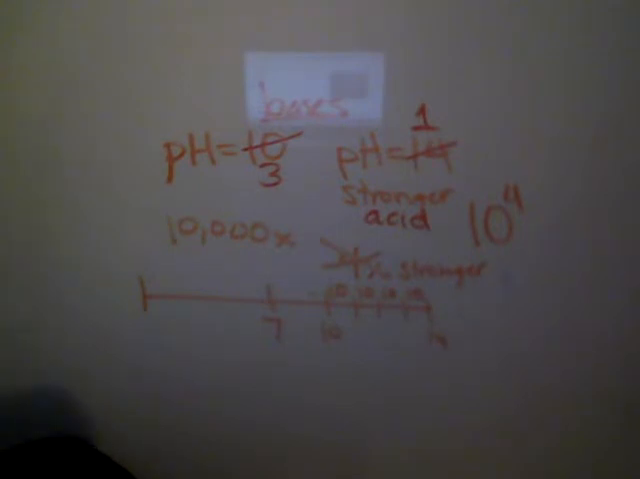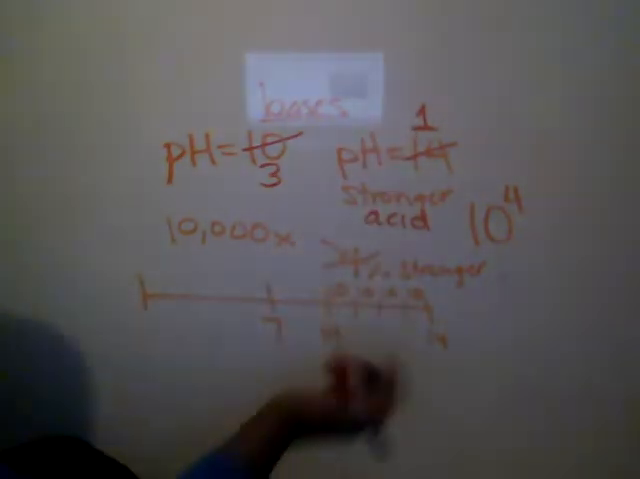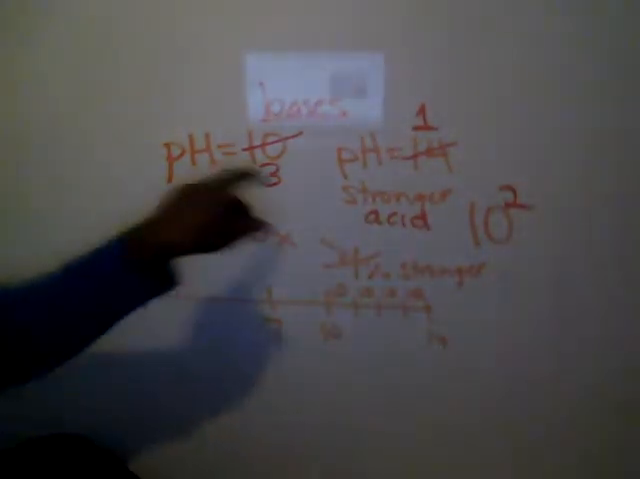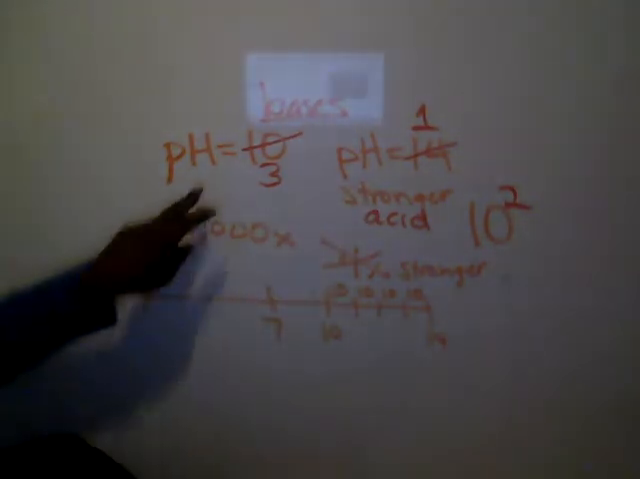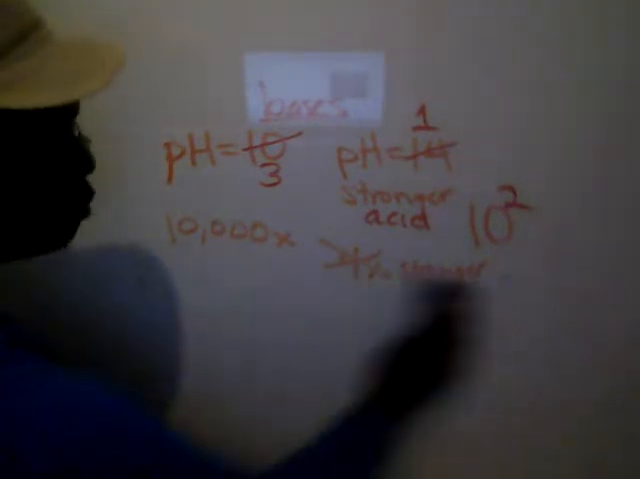Now, if we wanted to figure out how much stronger of an acid this one is, the distance between 3 and 1 is 2. We dump that in as the exponent. This is actually 10 times 10, or 100 times stronger than a pH of 3. So just be careful with that. Each unit is a factor of 10, and we multiply those guys together. So if you're 2 units away, it's 10 times 10. If you're 4 units away, it'd be 10 times 10 times 10 times 10 times stronger.